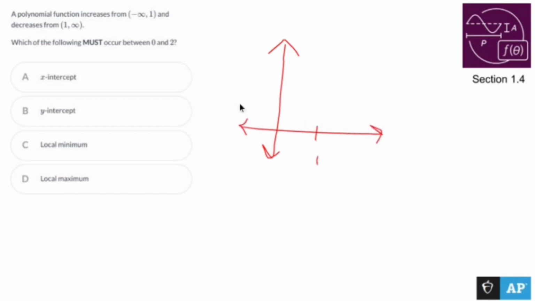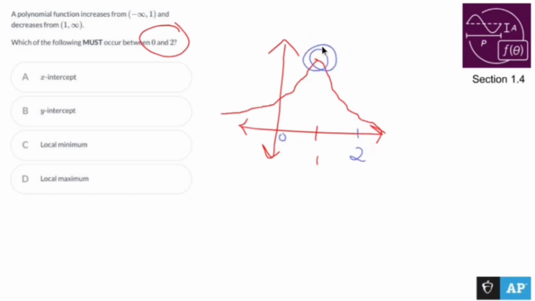All I know, I don't know what it looks like, but all I know is it's increasing. And then once it hits 1, it starts decreasing. And I don't know what it looks like, and I'm purposely making it look bad. So it's asking what must happen between 0 and 2. So here's 0, and here's 2.